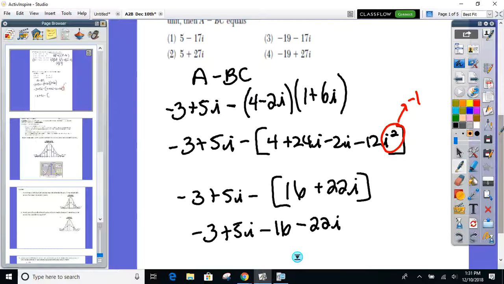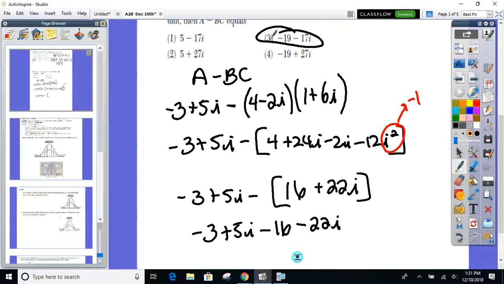And we end up with -19 minus 17i. Okay. And like, this is brutal. This test, you know this already. This test is brutal. Here's why.